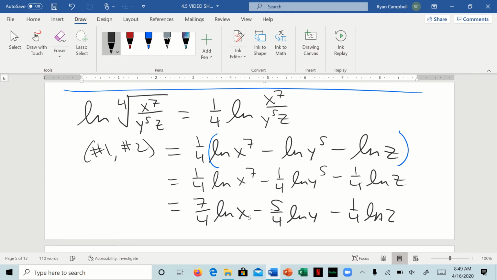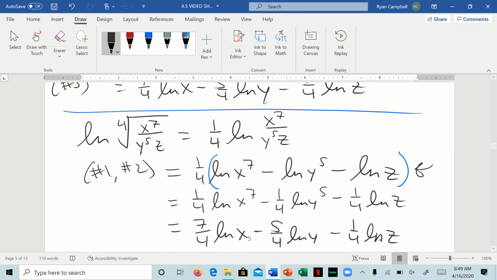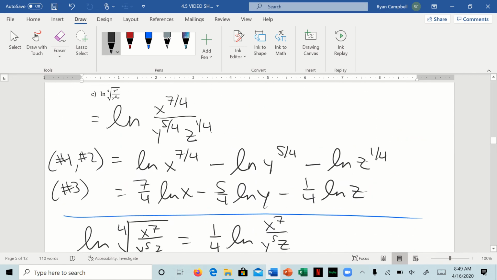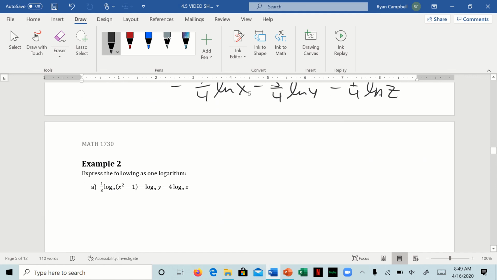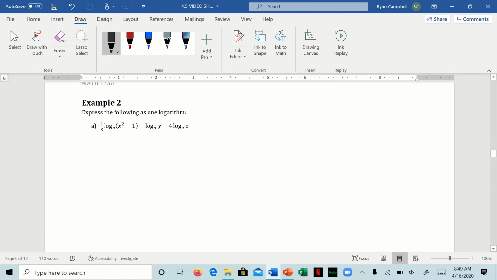So again, if you would like to do it this way, that's totally okay, but there is a potential for error. Whereas the way that I do it, there's not really going to be too much room for error like that. All right, now let's do the exact opposite. So let's express the following as one simplified logarithm.